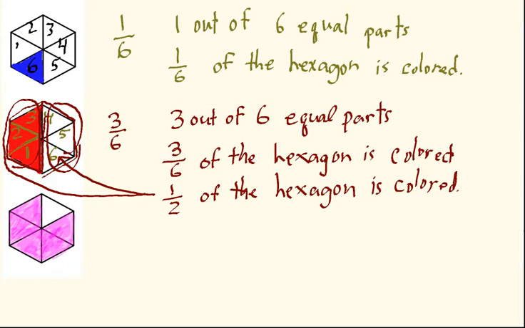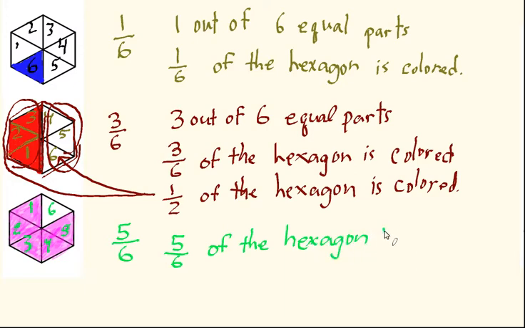This last one's a bit easier because you can actually see all the lines. What you'll notice is that there are 1, 2, 3, 4, 5 parts colored out of 6 total. And so we can write that as 5/6, and we can say that 5/6 of the hexagon is colored. In this case, it's colored a light shade of purple.